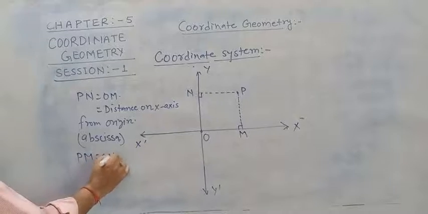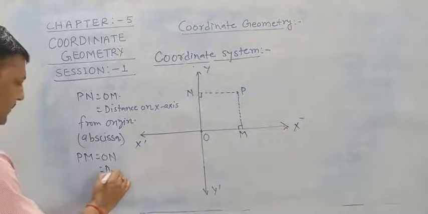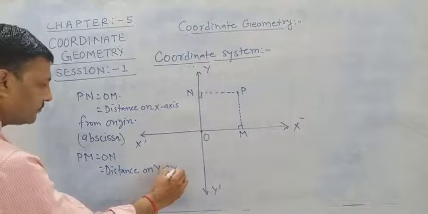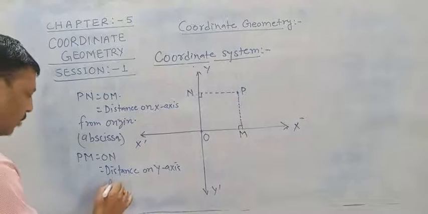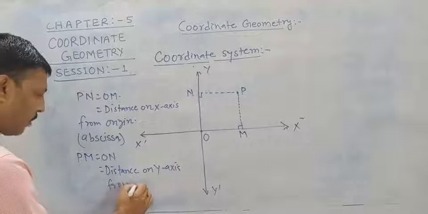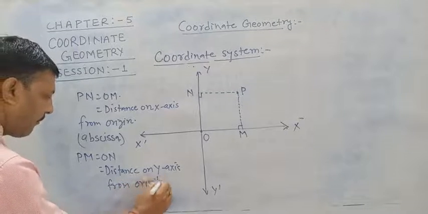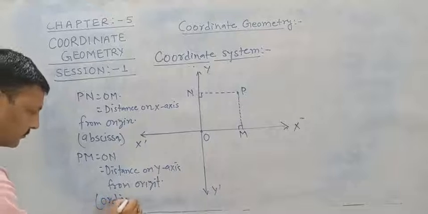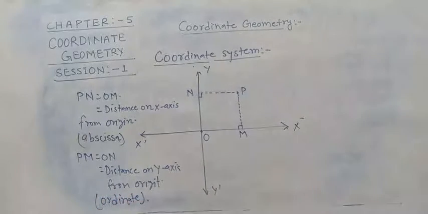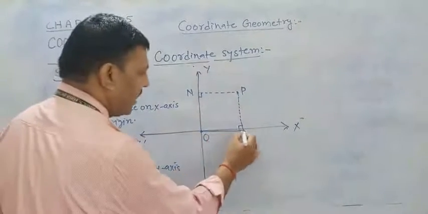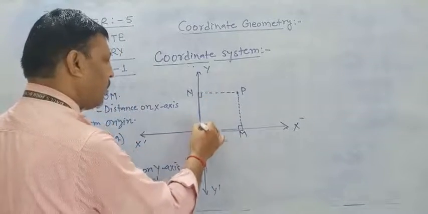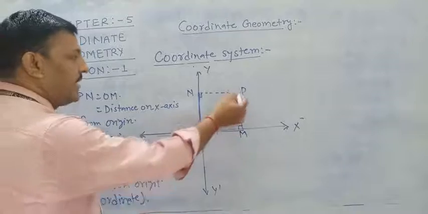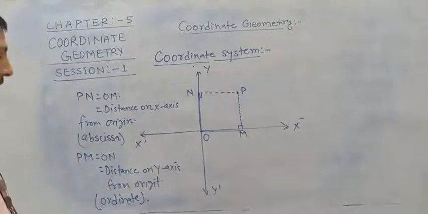PM is equal to ON. This is equal to the distance on y-axis from origin. So this is called ordinate. So the distance on x-axis is called abscissa, and distance on y-axis is called ordinate. So abscissa and ordinate determine the actual position of a point, which is termed as coordinate.